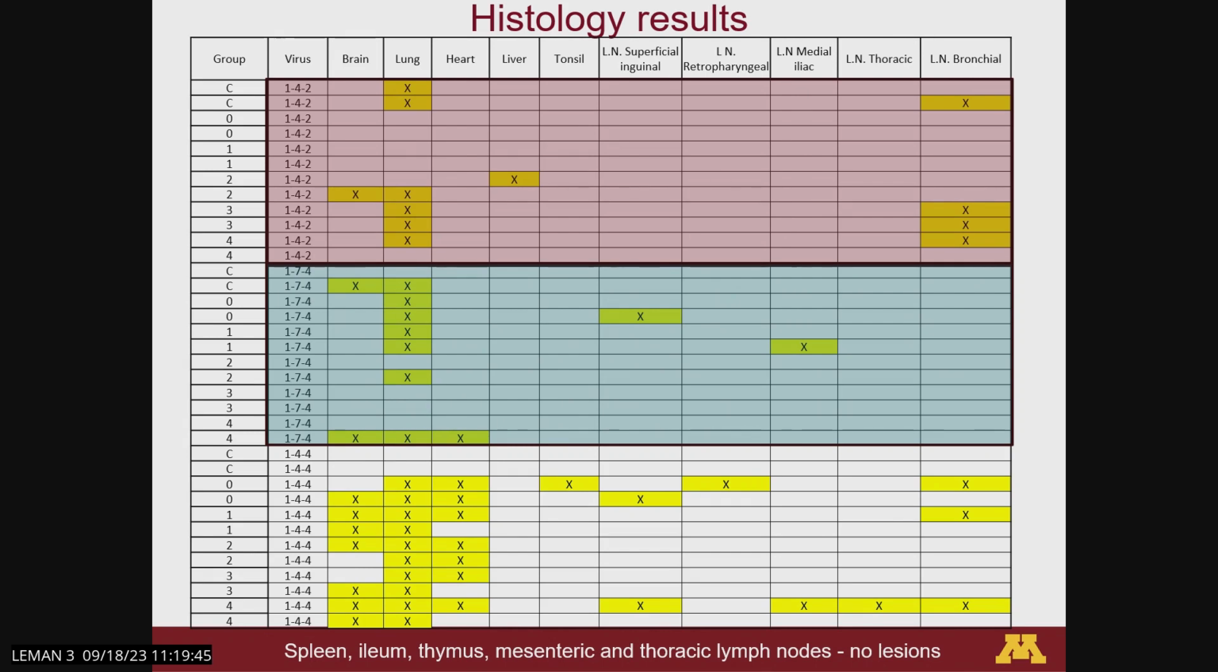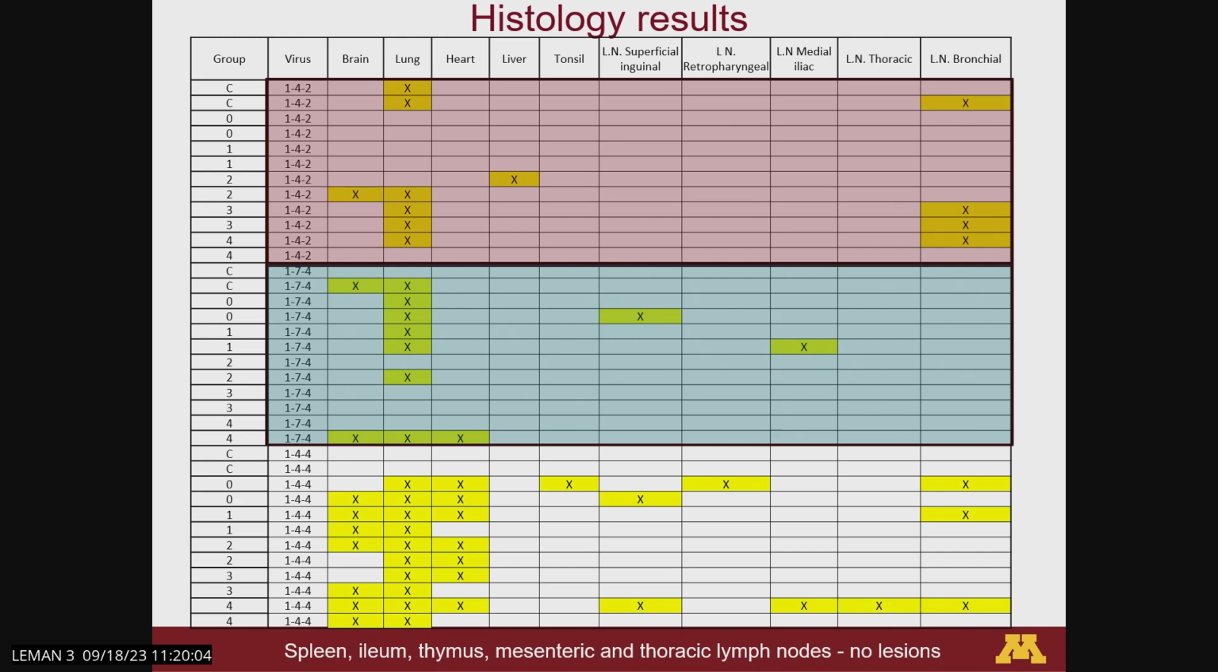So first of all, we had the 142. Some pigs presented lung lesions, not all of them. One presented brain lesion, no heart lesions. In some of the high dilution groups, the bronchial lymph node was affected.